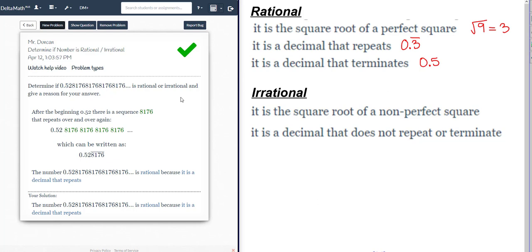Green check mark, good. Red X isn't bad, but you want to stop and make sure you understand why it's wrong. So hopefully you found that helpful for question 2 and 3.